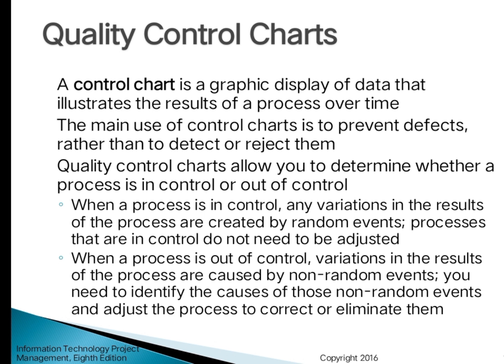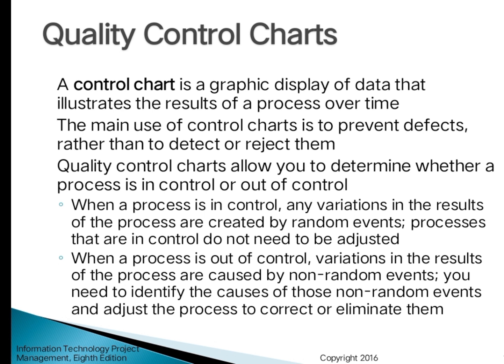When a process is in control, any variation in the results of the process is created by random events. Processes that are in control do not need to be adjusted. When a process is out of control, variation in the results of the process is caused by non-random events. You need to identify the cause of those non-random events and adjust the process to correct or eliminate them. In simple terms, a quality control chart is a graphical representation of whether a firm's products or processes are meeting their intended specifications.